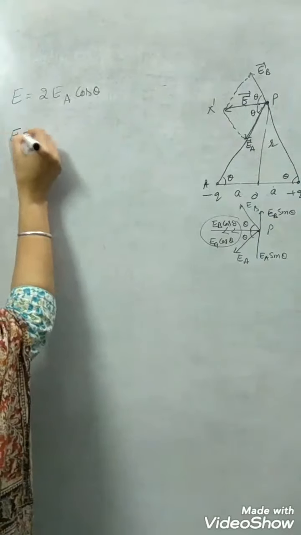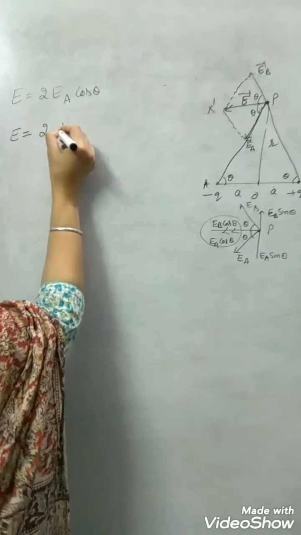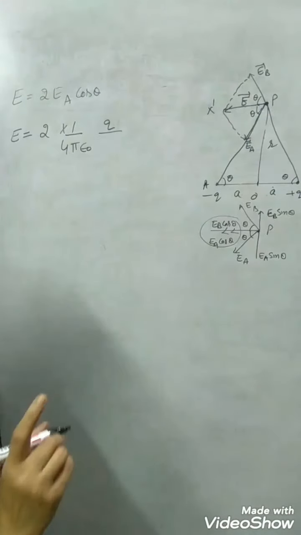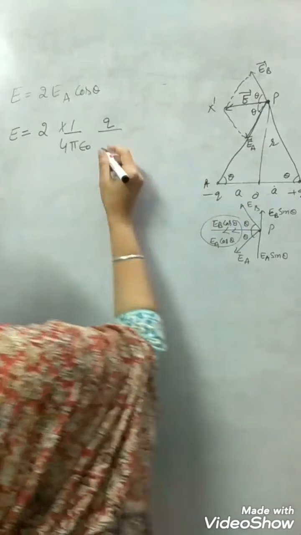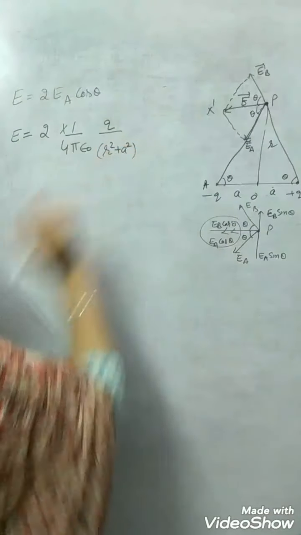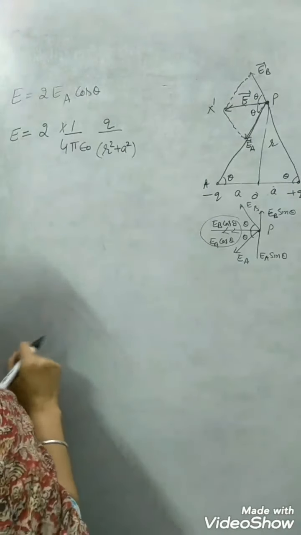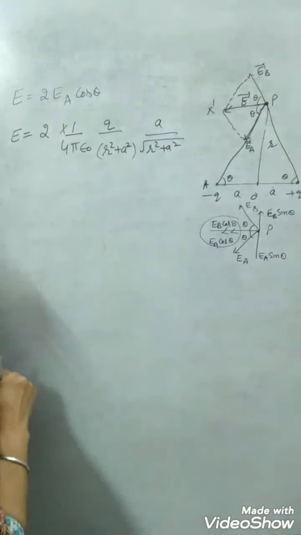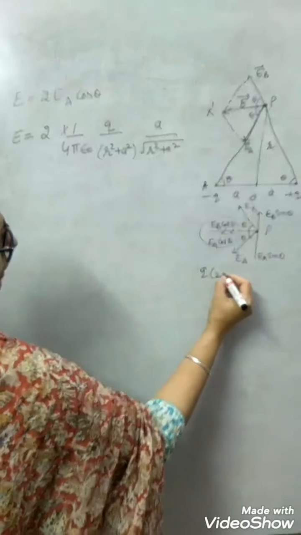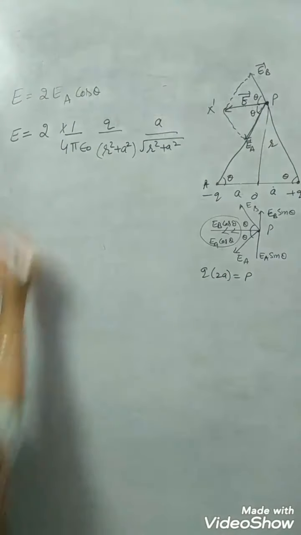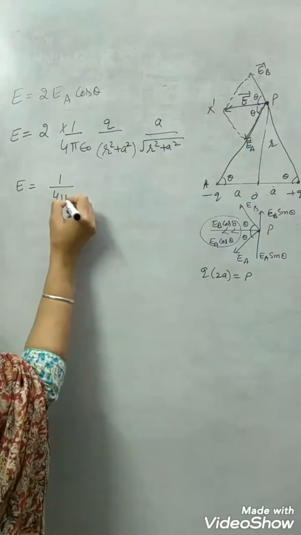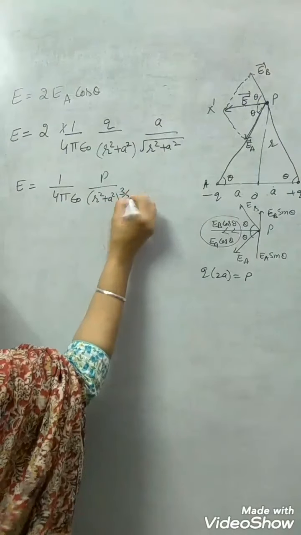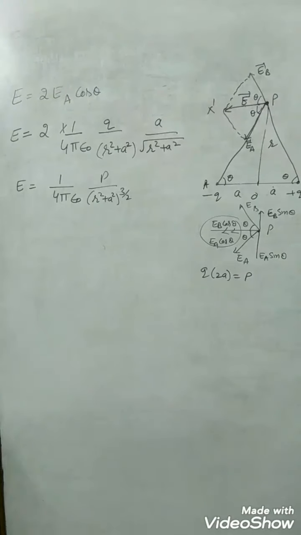Then how do we write EA? It is 1 upon 4 pi epsilon naught, q upon r square plus a square, and cos theta is a upon the square root of r square plus a square. With q into 2a equal to dipole moment P, the electric field becomes 1 over 4 pi epsilon naught, P upon (r square plus a square) to the power 3 by 2. That is due to the equatorial point.